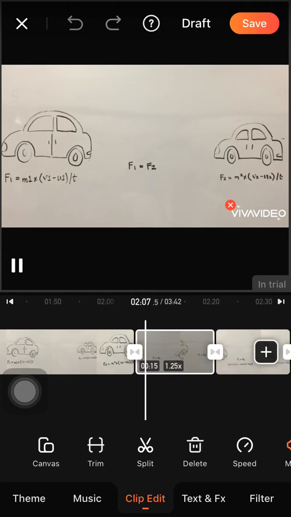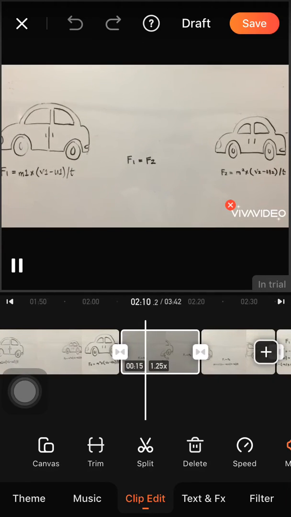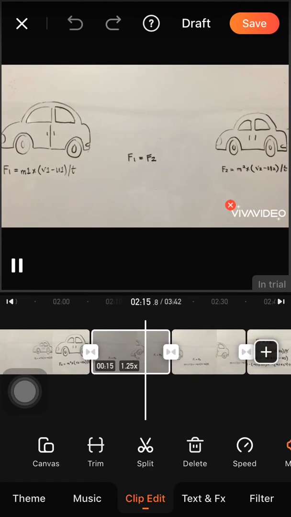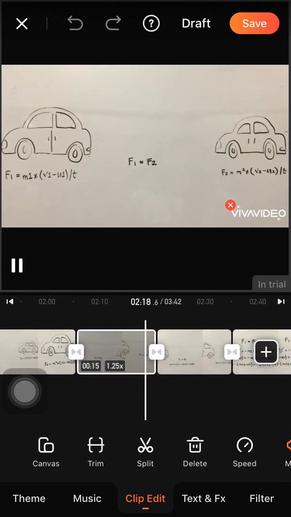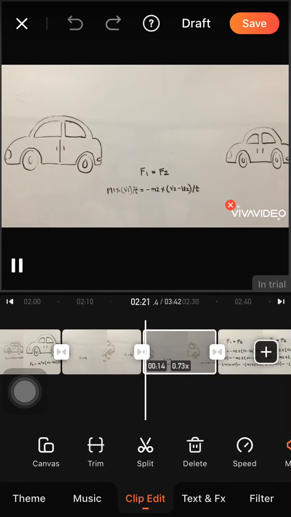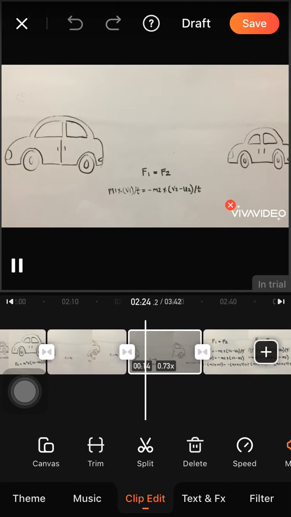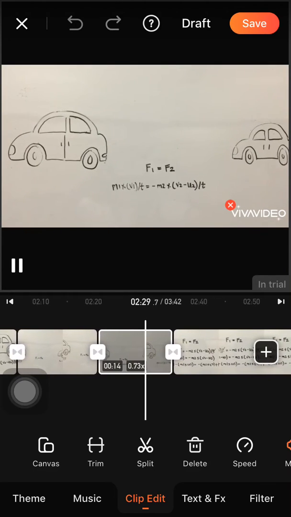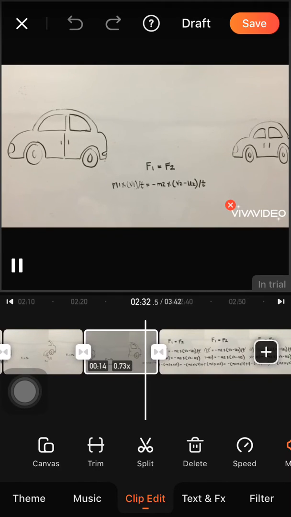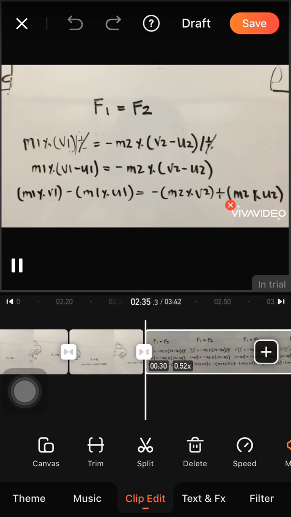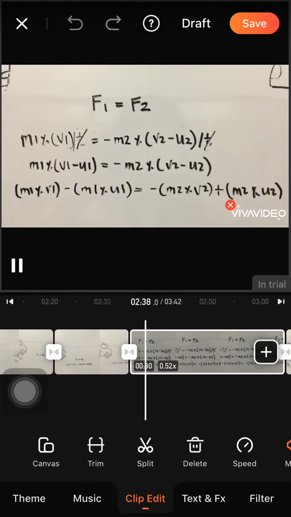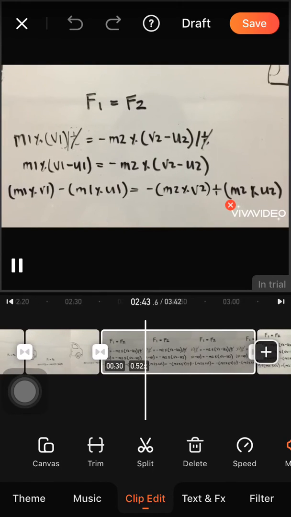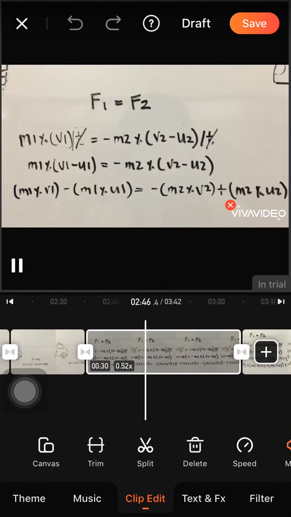According to Newton's third law, each action has a reaction that is equal and opposite, meaning the forces can be expressed as F1 equals F2, because both forces are equal. So we can also write M1 into (V1 minus U1) by T equals minus M2 into (V2 minus U2) by T. We can cancel T, the factor of time, in the equation: M1 into (V1 minus U1) equals minus M2 into (V2 minus U2).